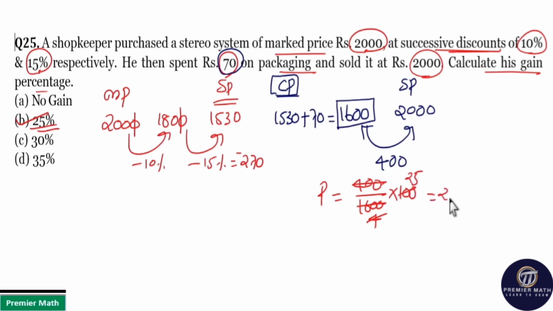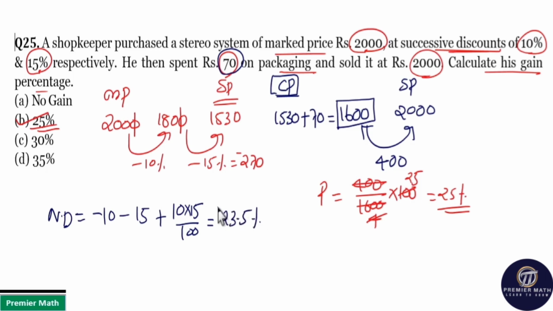So 25%. You can also use the net discount formula to get this 1530 as sell price. Here first discount is 10%, second discount is 15%, then 10 into 15 divided by 100, which will give you minus 25 plus 1.5, 23.5% net discount. So if you calculate 23.5% of 2000, which is 270 plus 200, 470 rupees. Then that will give you 1530 rupees as sell price.